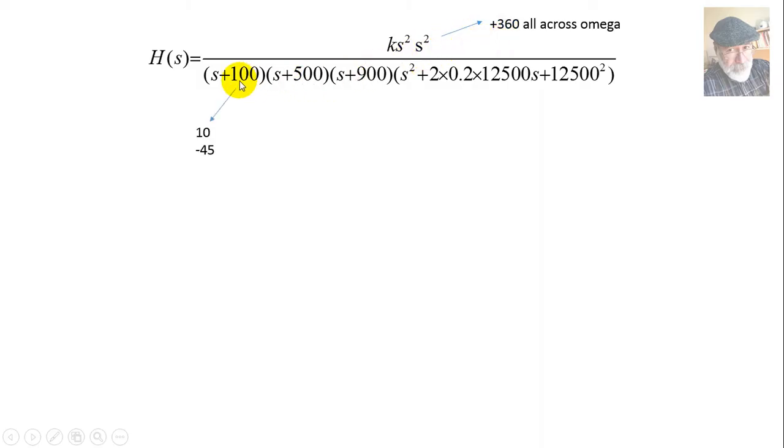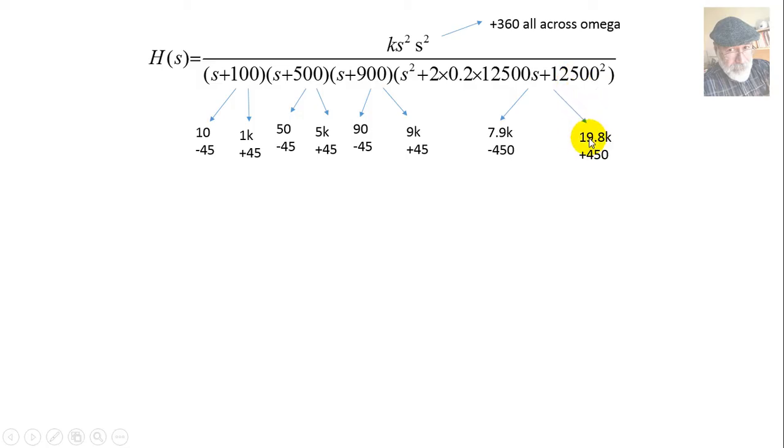And this one with two corners, one at 10, negative 45 degrees per decade slope, and one at 1,000 with plus 45 degrees per decade slope. This one 50 and 5,000. This one 90 and 9,000. What about this one? Well, we have to find two frequencies, one that is 0.2 decades below 12,500, this one, and one that is 0.2 decades above 12,500, which is 19.8 kiloradians per second.